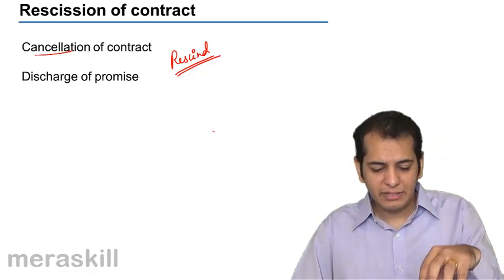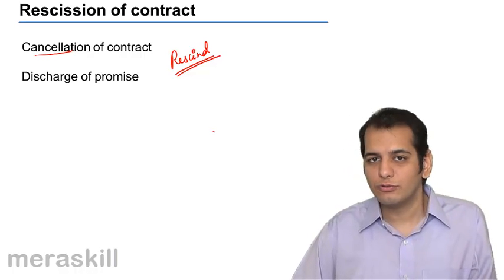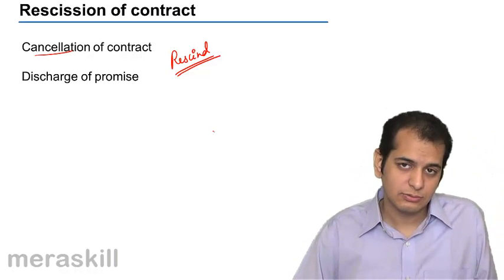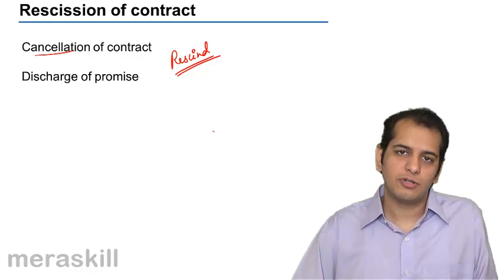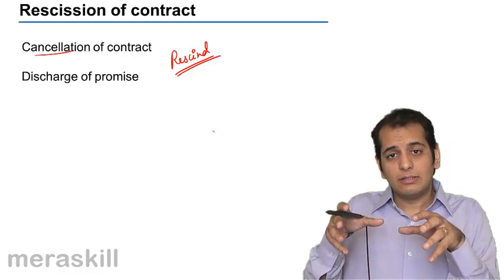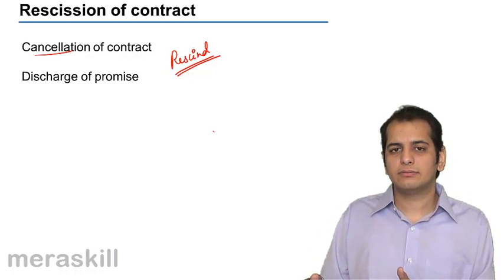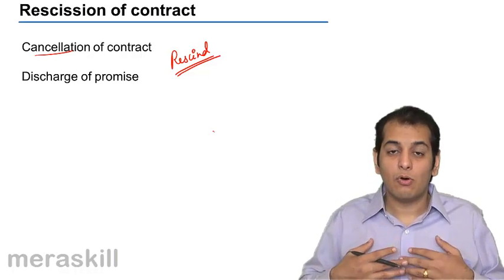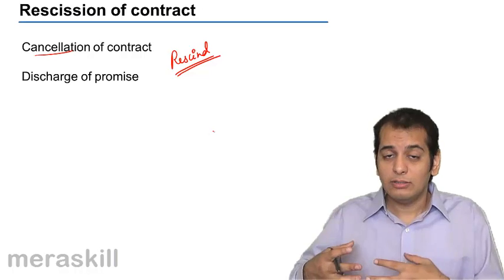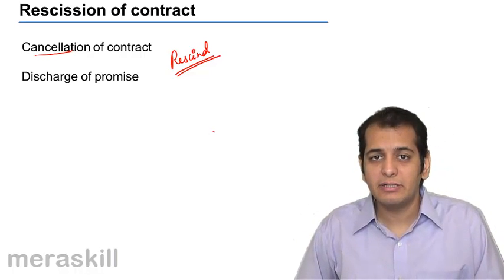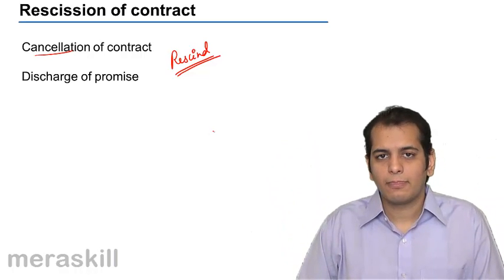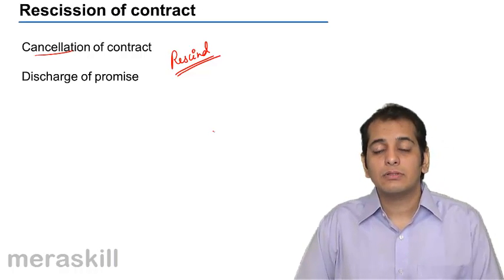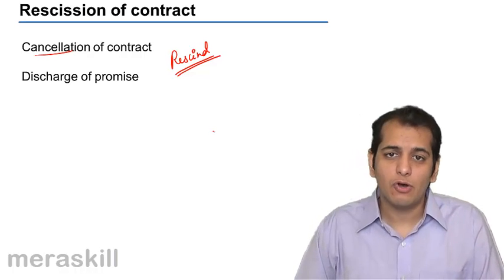If you remember, we had done this when we were doing performance of contract. We had done various ways wherein the contract gets discharged, and one of the ways was rescission of the contract. So when the aggrieved party rescinds the contract, it gets discharged. That means all the liabilities, all the responsibilities, all the promises that the aggrieved party had made, he gets relieved of those. Now he no more needs to perform the contract. This happens only when he opts to rescind the contract.